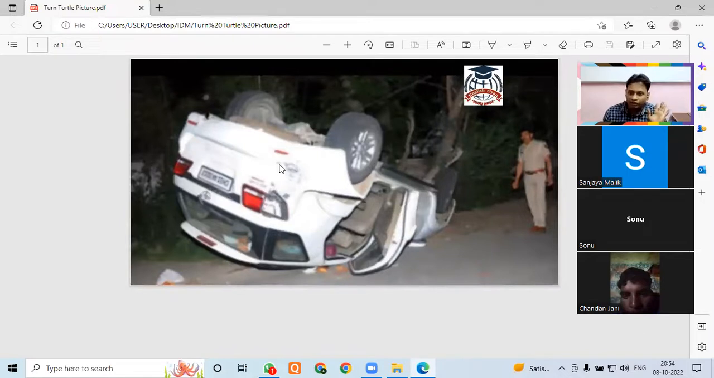Is it right or not? Are you checking it out, everybody? Yes, sir. So this is something called turn turtle, not just upside down. The car turned turtle whenever it met an accident. Look, this is a car which met an accident and it turned turtle.